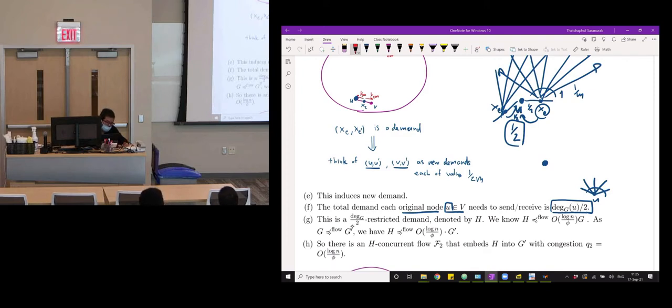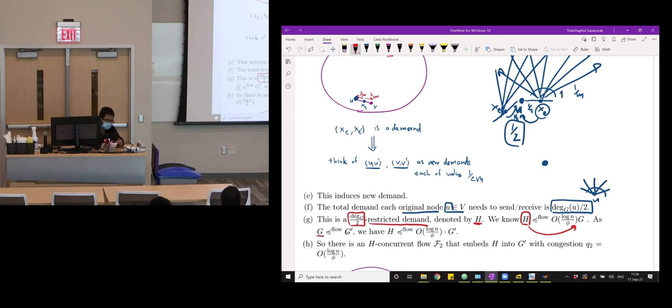So this new demand is a degree over 2 restricted demand, where all the demand pairs are between original endpoints. So let's call this a demand edge, right? And we have shown that for any demand which is degree restricted, you can send flow. You can embed it into your graph G. So now I invoke the thing that we proved yesterday: just the fact that any restricted demand you can embed into an expander with small congestion, right?